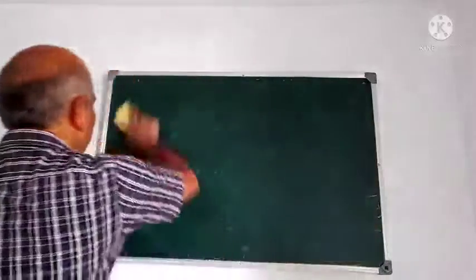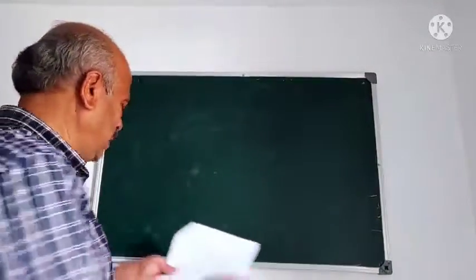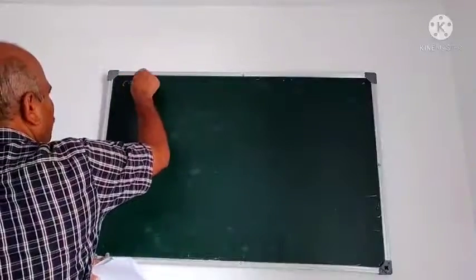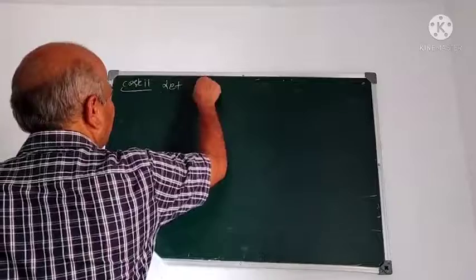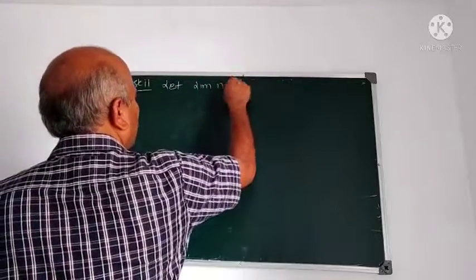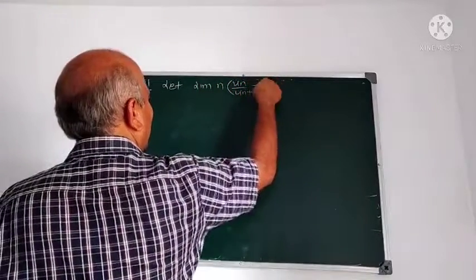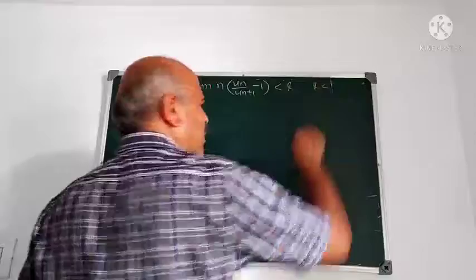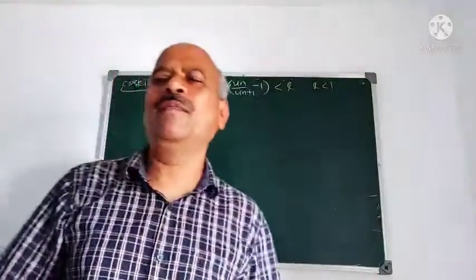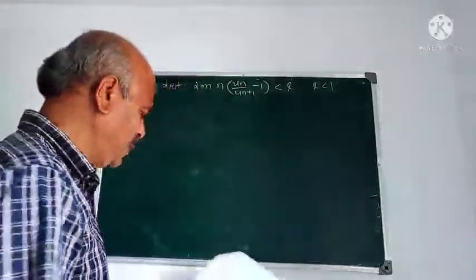What is the second case? Second case is, suppose limit n into un upon un plus 1 minus 1 is less than 1. It is L where L is less than 1.